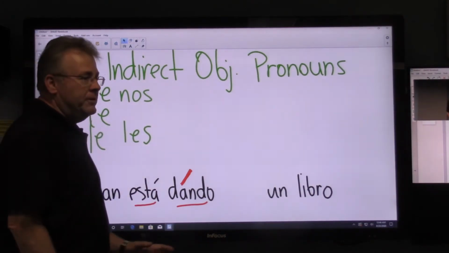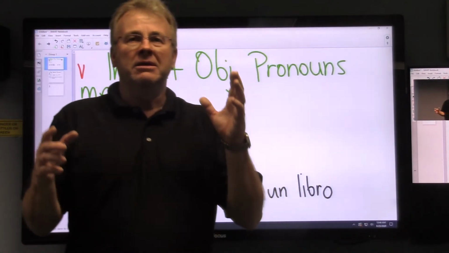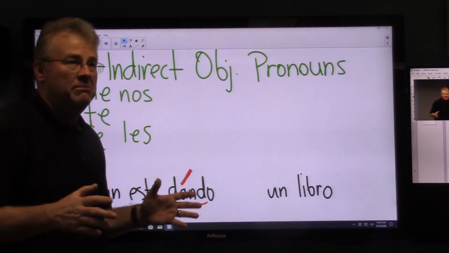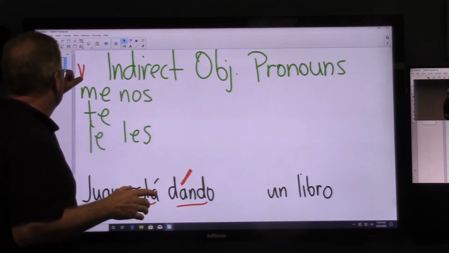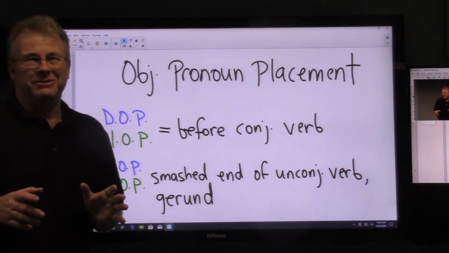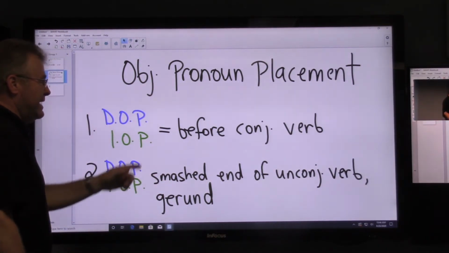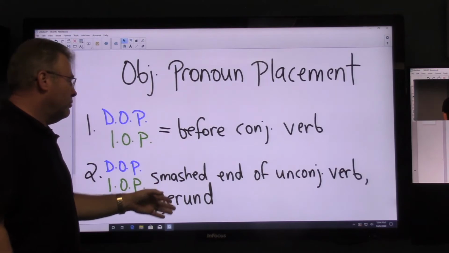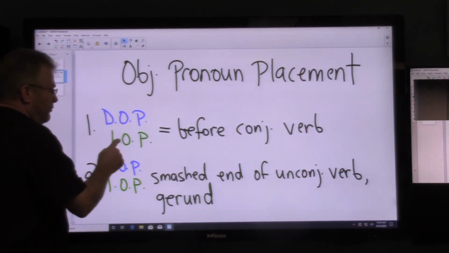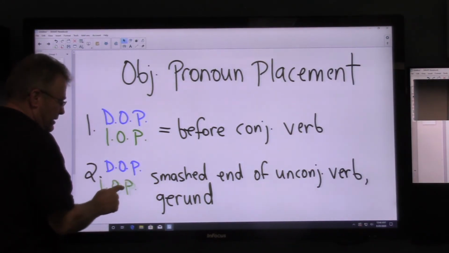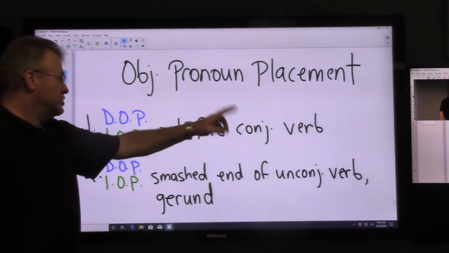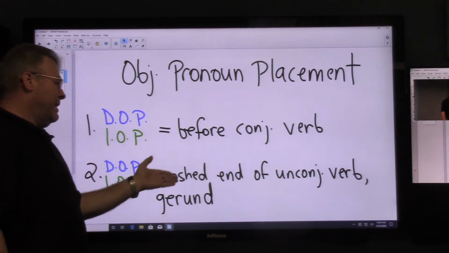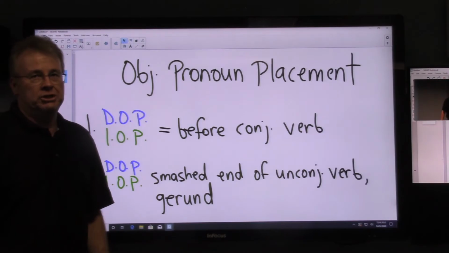All right, so hopefully this has helped you understand a little bit about indirect object pronouns. If you think about it, same exact rules as the direct object pronouns, right? Remember, direct object pronouns had to go before the conjugated verb or smashed on the end of an unconjugated verb or a gerund. Same exact rule for indirect object pronouns, okay? They have to go before the conjugated verb, or if you have the option, smashed on the end of an unconjugated verb or a gerund.